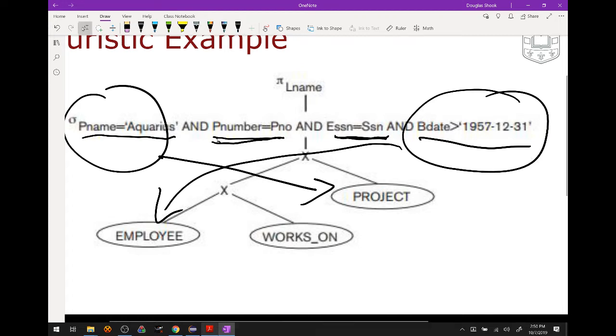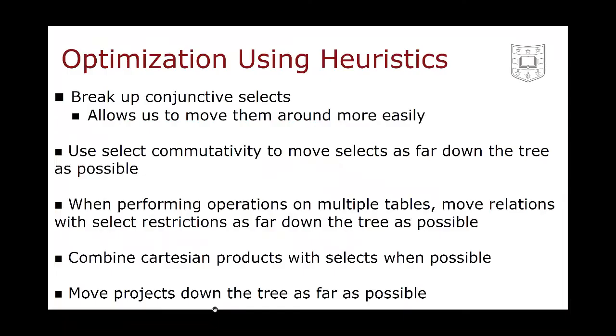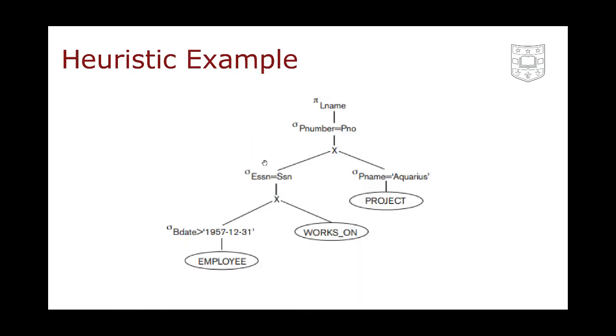select. So after the first two rules, breaking up conjunctive selects and using commutativity to push them down the tree, I might end up with something like this. You can see the birth date and the project name were pushed very far down the tree, but the other ones couldn't go down too far because they require the use of these Cartesian products in order to be effective. Everybody with me so far? Any questions about, we did the first two steps, breaking up the selects, pushing them down the tree?